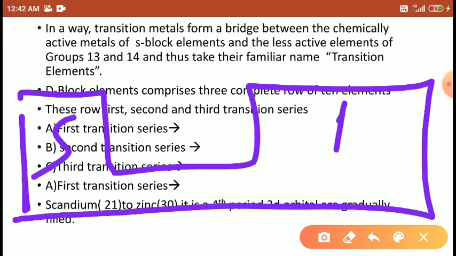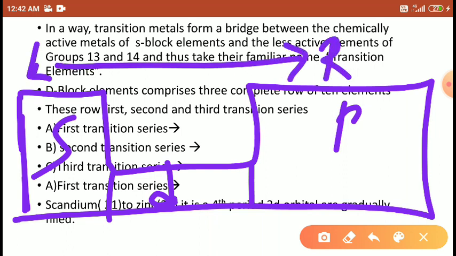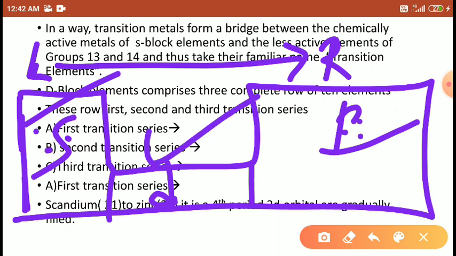This is the s block, this is the p block, and this is the d block, right? When you move from left to right, the left side elements are more reactive and the right side elements are less reactive. In between the more reactive s group and the p group, the d block elements are occupying here. That is called the transition element.